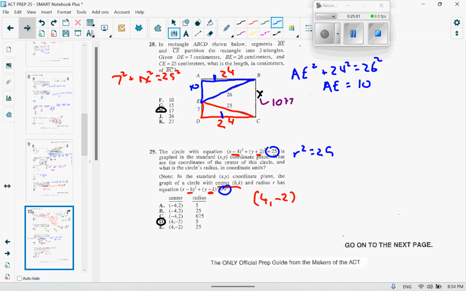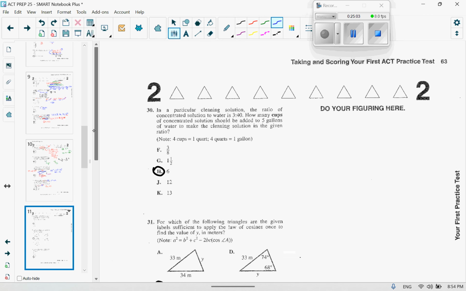All right. Let's see what we got. All right. 5 gallons, and we have this ratio right here. Oh, sorry, 5 gallons of the water. So my solution to water has to be the ratio of 3 to 40. Well, it's giving me some conversion factors, which is nice.